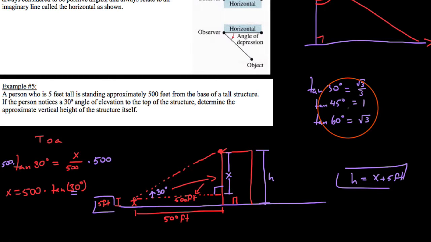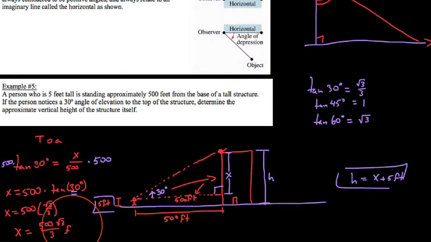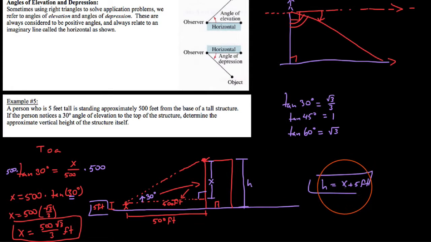So there are two ways that we can handle this here. One way is to say that x is actually equal to 500 times the square root of 3 over 3, which is actually the same thing as putting 500 over 1. We get 500 root 3 over 3, and this is in feet. So this is our exact value, and that is the exact value for x. So technically the height of this building we said is x plus 5 feet. We would say that the exact height of this building would be 500 root 3 over 3 plus another 5, that many feet.